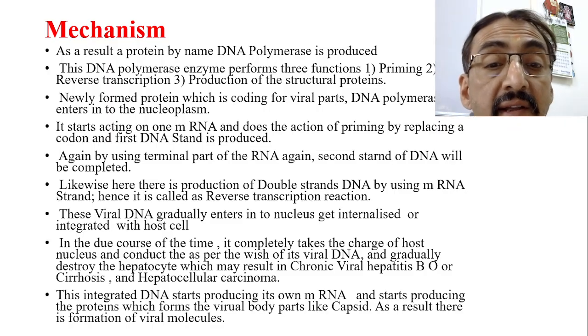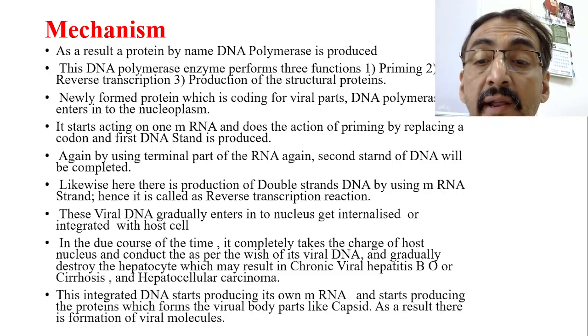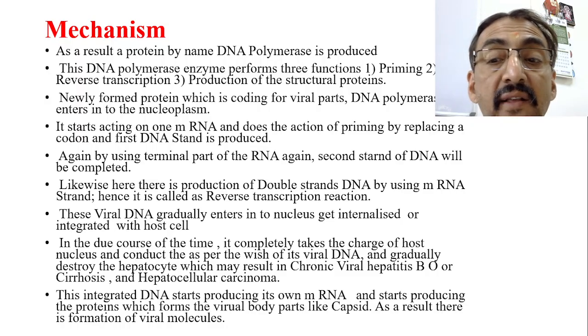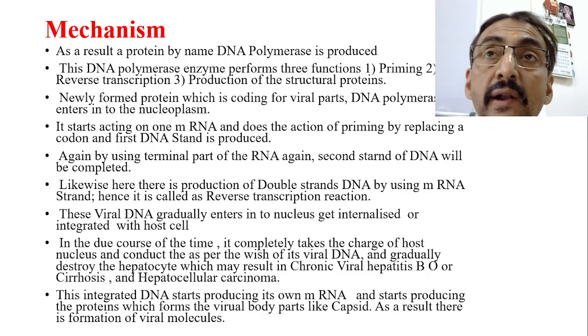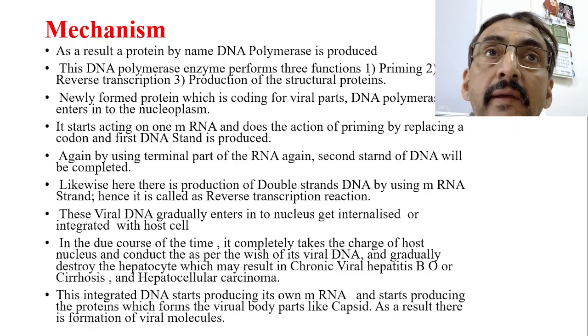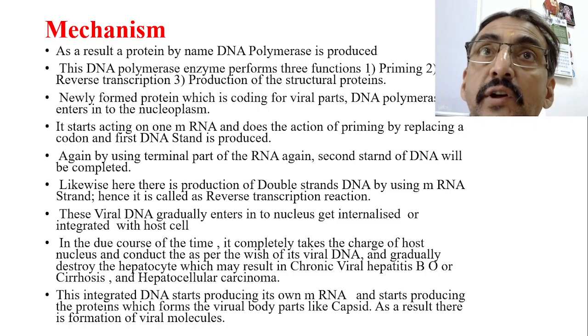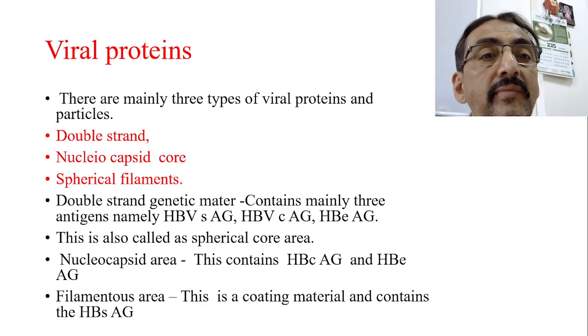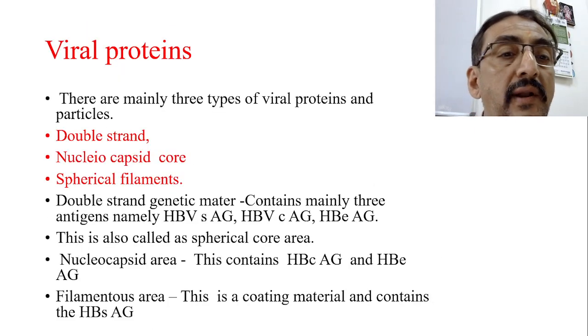This integrated DNA starts producing its own mRNA and starts producing the proteins which form the viral body parts like the capsid, and as a result there is formation of the viral particles. So simple. It uses the body's hepatocyte machinery and starts producing those proteins which are required for the production or multiplication of the virus. So now, what are the viral proteins?